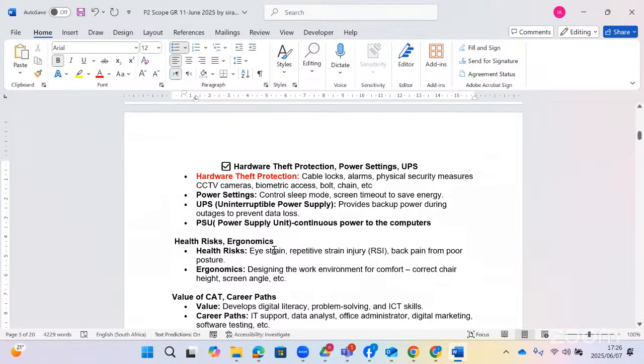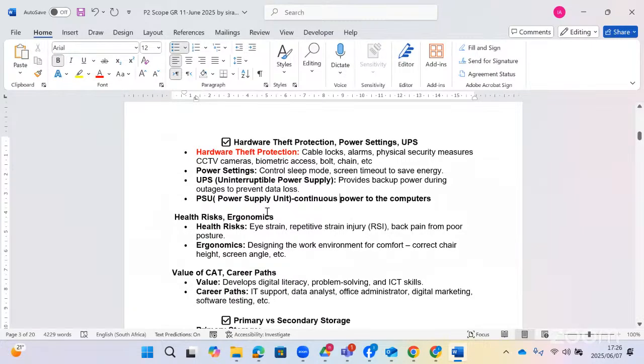Right. Now, health risk, what we call ergonomics. The health risks are like eye strain, RSI, back pain from poor posture, and others. So you need to know this. Ergonomics is designing the work environment for comfort: correct chair height, screen angle, adjustable keyboard, and all these. Designing the work environment for comfort, we call it ergonomics. It's a term whereby we ensure the comfort and safety of our environment.